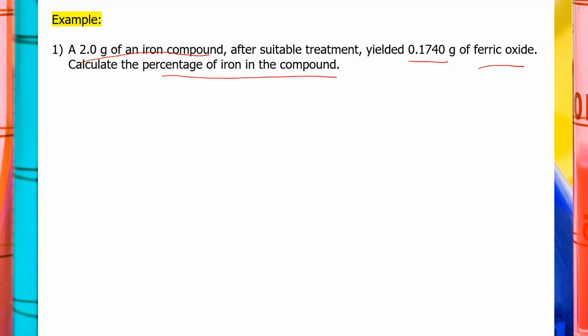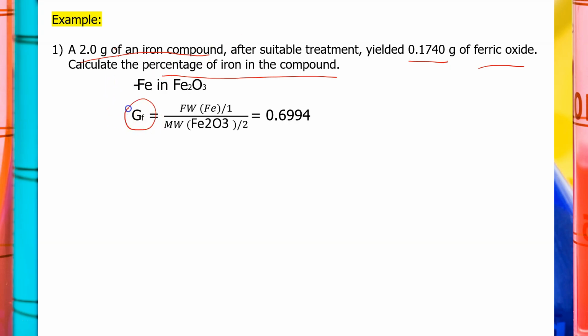So the first step is you must calculate the GF, the gravimetric factor. Since we need to find the mass of iron inside iron oxide, we must compare or do the ratio between iron and iron oxide.